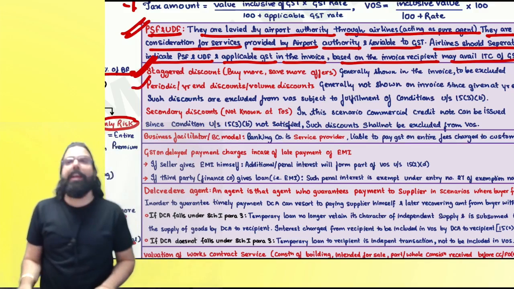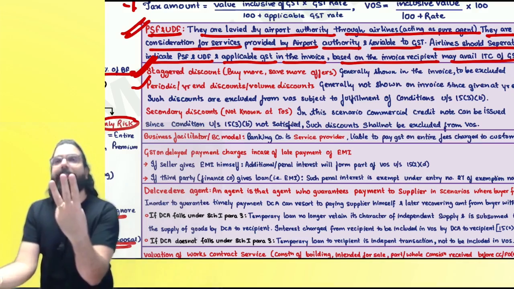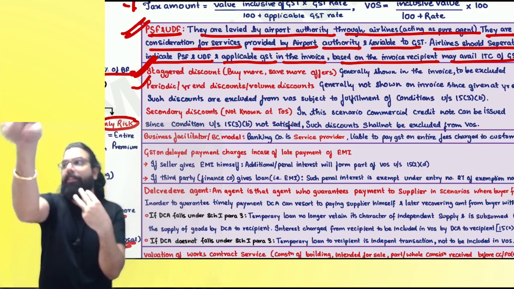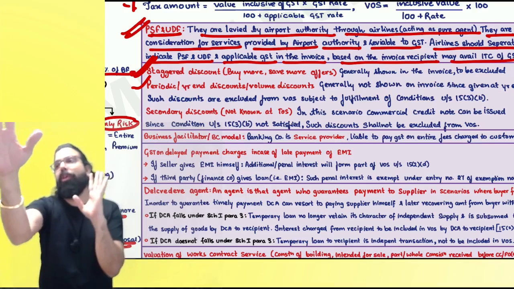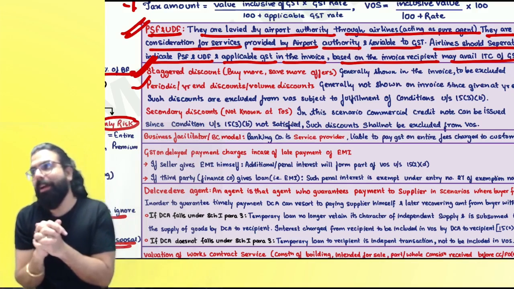The next one is year-end discount. Early condition has to be met. Agreement linked to the invoice, and ITC should be reversed by the recipient on the basis of a credit note. Only then the period discount or year-end discount will be excluded.